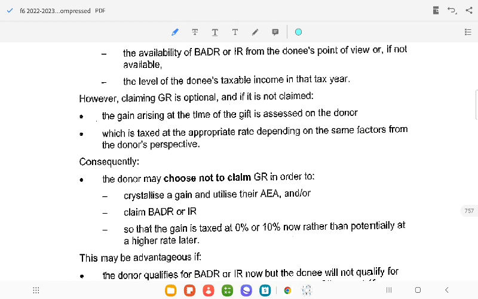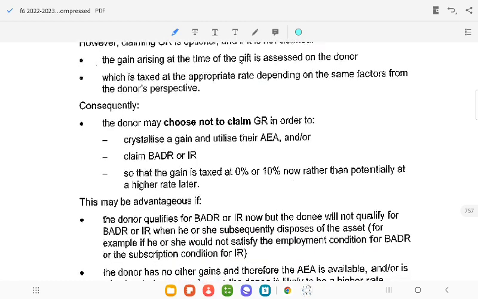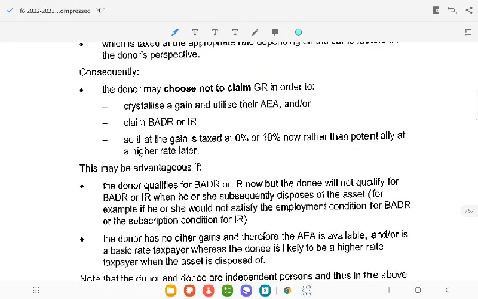If it is not claimed, the gain arising at the time of gift is assessed on the donor, which is taxed at the appropriate rate depending on the same factors but from the point of view of the donor. So the donor may choose not to claim gift relief. Why so? In order to crystallize a gain and utilize their own AEA, BADR, IR, so that the gain is taxed at 0 or 10% now rather than potentially at a higher rate later.